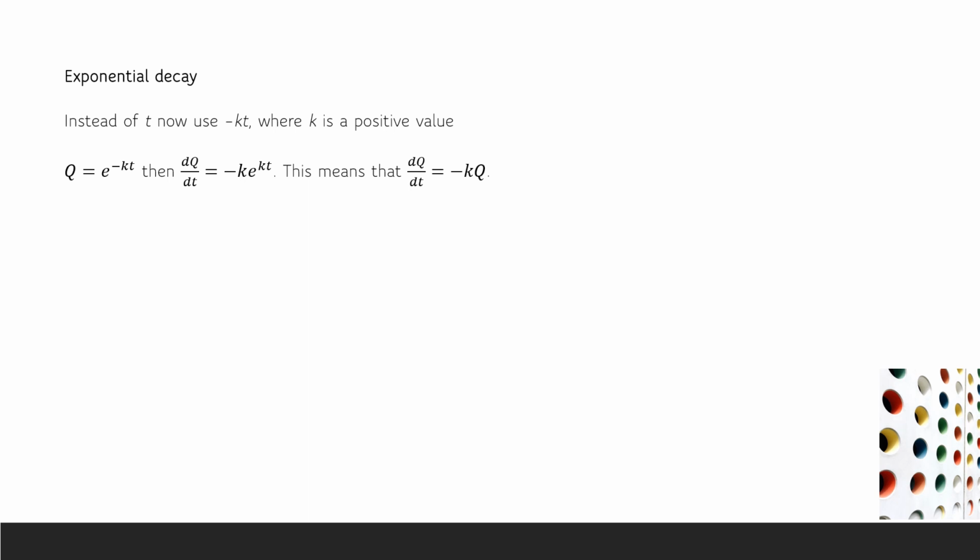Exponential decay is now where we're looking at e to the negative kt, because our exponential is coming in a downward form. And so when you differentiate that, you get minus ke to the negative kt, and that means dQ/dt is minus k lots of the quantity. So still in proportion. So let's have a look at some examples.